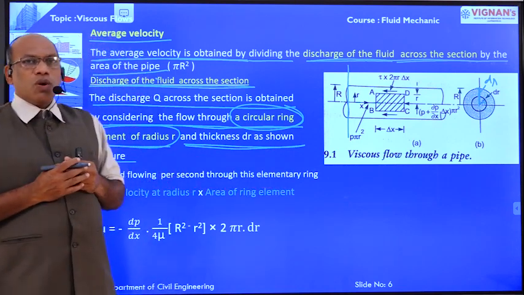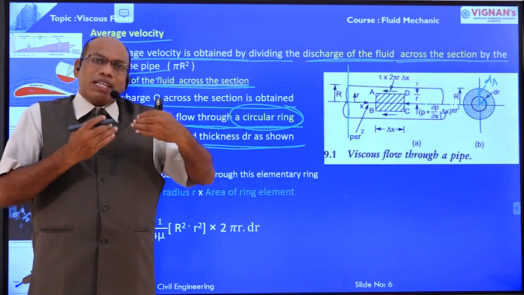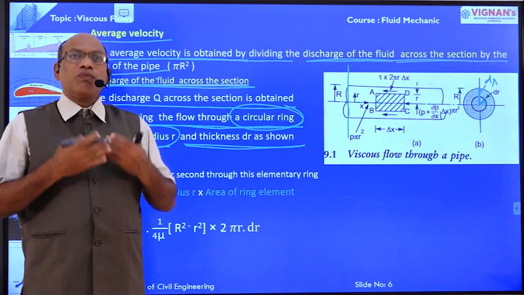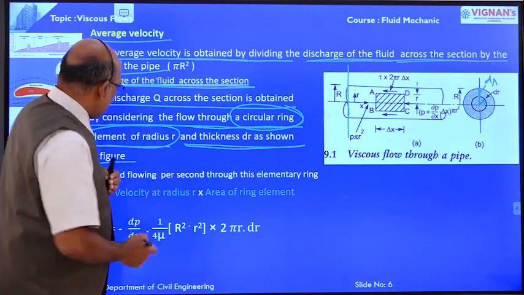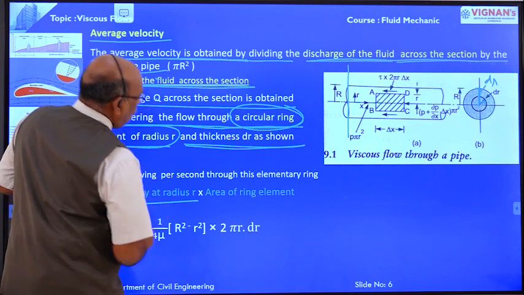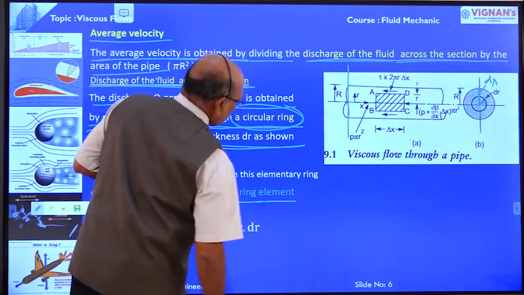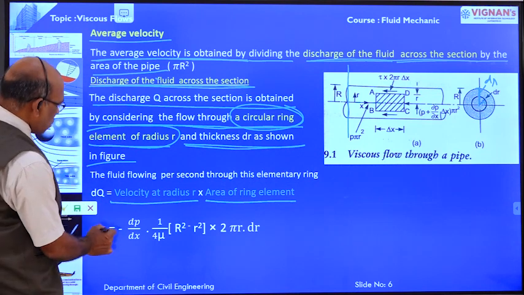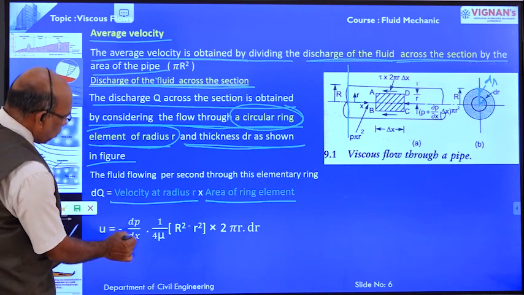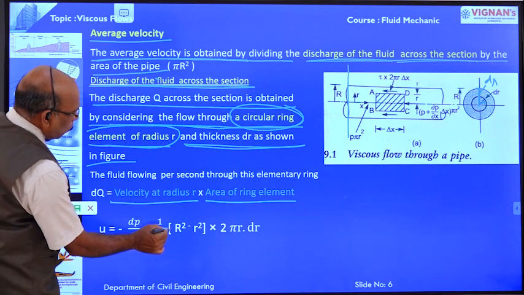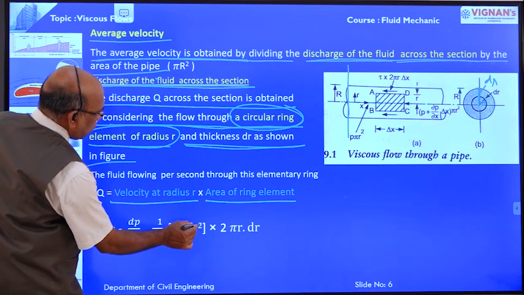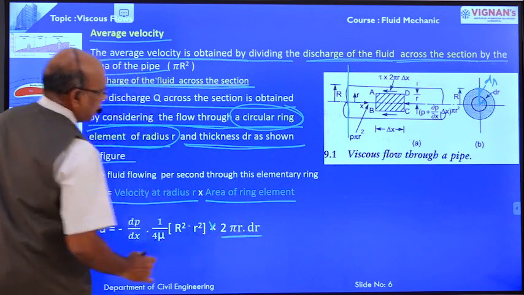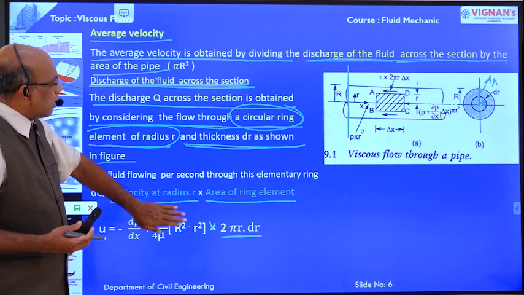Now the fluid flowing per second through this elementary strip is equal to what? The formula: discharge equals velocity into area. Here, velocity at radius r into area of the ring element. What is the velocity? Already I have derived it: velocity is equal to minus dp by dx into 1 by 4 mu into (R square minus r square), into the area of the ring, 2 pi r dr. This is velocity into area.